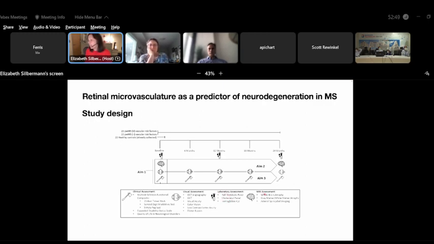We're then doing MRI assessments looking at whole brain atrophy, as well as regional atrophy and arterial spin label imaging as a way to look at the vasculature within the brain. And the hope is to be able to use this data to address the following aims.